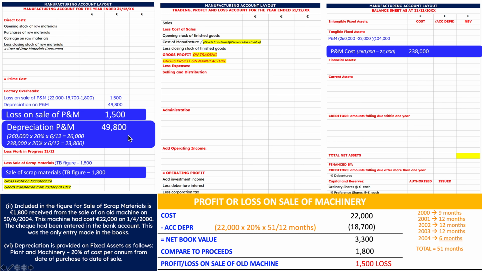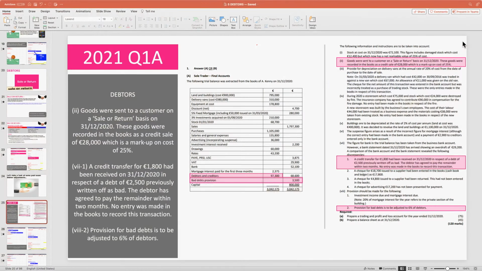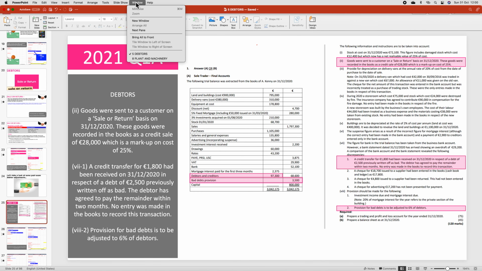So altogether there, €49,800 depreciation on the plant and machinery there, which we will add up here, 49,800 here, and then we will minus the €18,700 accumulated depreciation on the sold machine. So overall, 238,000 under the cost at the end of the year, 135,100 under the accumulated depreciation, and 102,900 under net book value. So that is that.